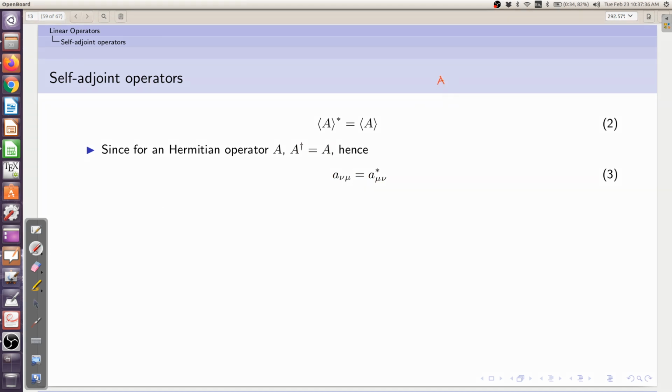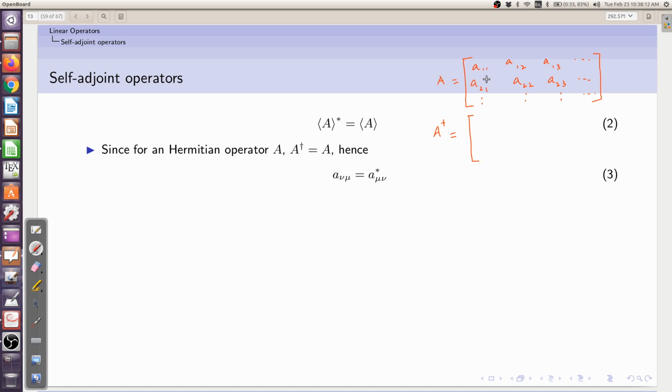That is, let's say A is there, and I'm writing it as a matrix. So A 1 1, A 1 2, A 1 3, and so on. A 2 1, A 2 2, A 2 3, and so on. So let's say I write something like this. Then what will be A dagger? A dagger means you are taking the conjugate and you are transposing it.